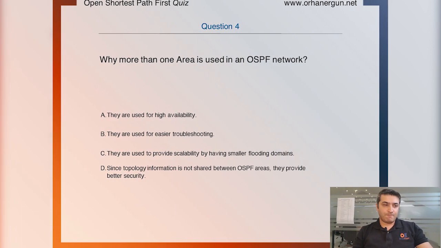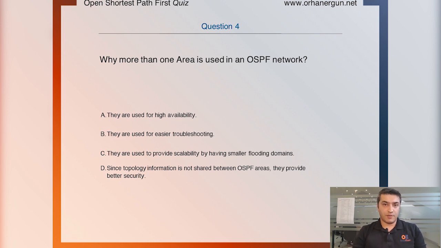Question 4. Why is more than one area used in an OSPF network? Again, we need to look for scalability. One of the options should be around scalability, because otherwise a single area would be enough, and we don't have numbers. We cannot say it. Question one was asking how many routers we can place in one OSPF area, and we said it depends.